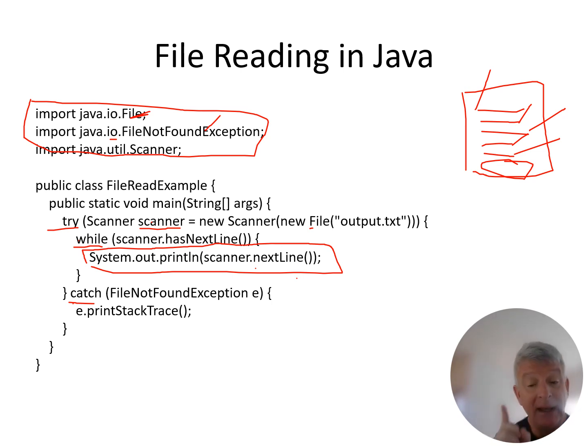So if you can read a file, if your program can read a file, you have access to that data. Meaning if I can read the file, I can grab that data and I can use it in my program. I can store words, integers, numbers, data, whatever I want. I can use it in my application.